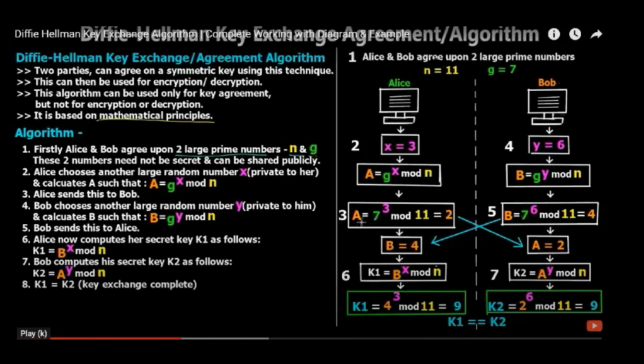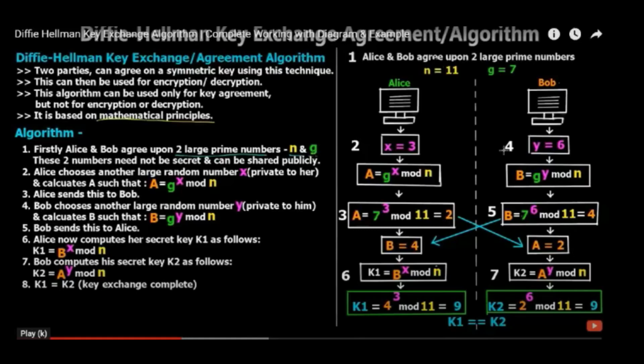So now I'm calculating A. A equal to 7 to the power of 3, because the value of G is 7 and X is the private key. You can see the different colors. So 7 is going to be your prime number and 3 is the secret number. 7 to the power of 3 means 7 into 7 into 7, 3 times. Then mod 11. I'm going to divide this by 11 and take the remainder. Remainder is 2.